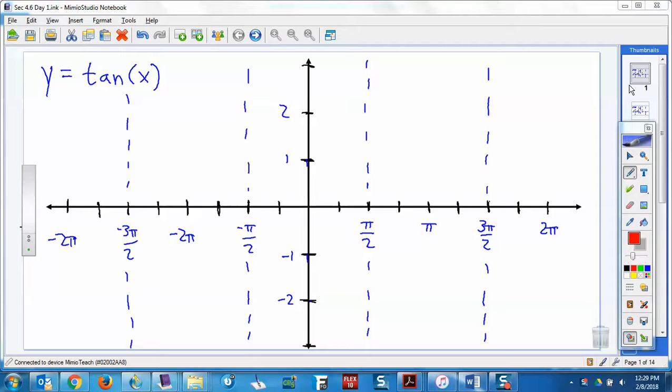Jack, you had a question. Do I have a question? You had one, right? Yes, what was it? I can't remember. It was, how do you tell, when you're looking at a graph of tangent, how it shrinks?